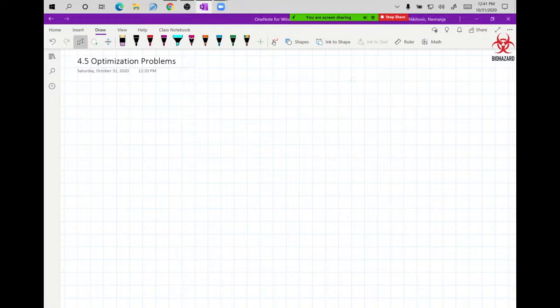Hello and welcome back to Calculus 1 section 4.5 on one of my favorites, optimization problems. They are not as favorite as the related rates, but they are holding a strong second place.